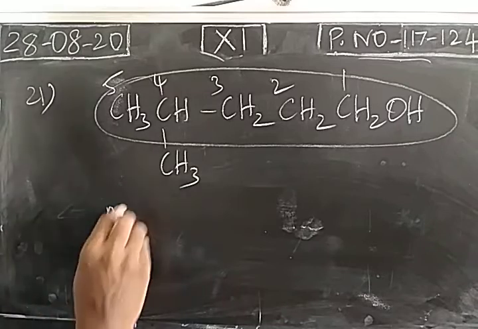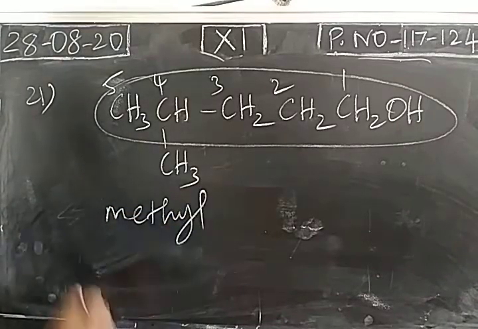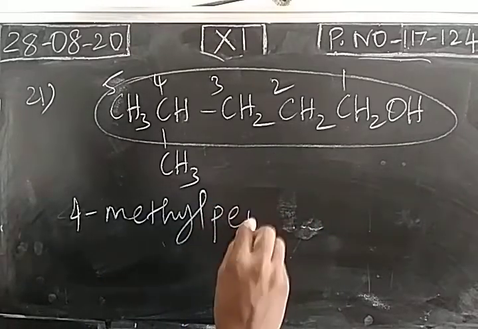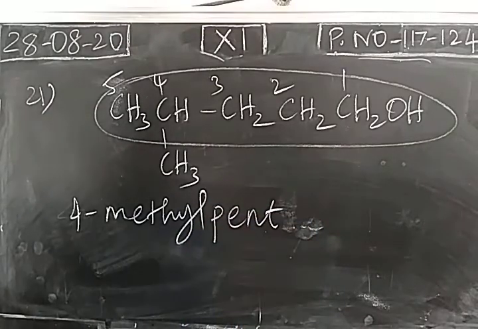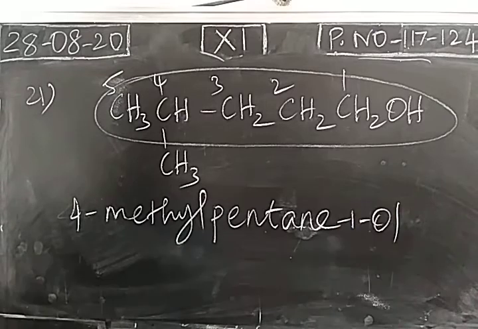We have a methyl group as a substituent at the 4th position, and totally 5 carbon atoms are present in the longest chain. Root word pent, only single bond is present, primary suffix ane, secondary suffix for alcohol ol, and its position is 1. The primary and secondary suffixes are joined, so this letter will be struck out. So 4-methylpentan-1-ol.